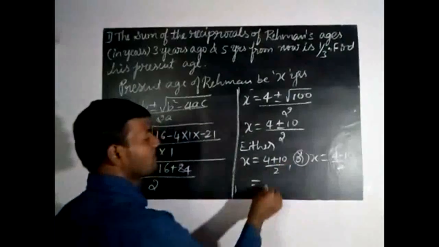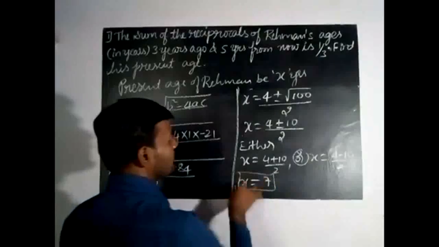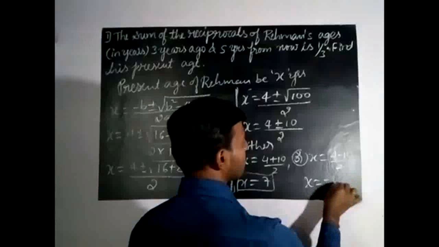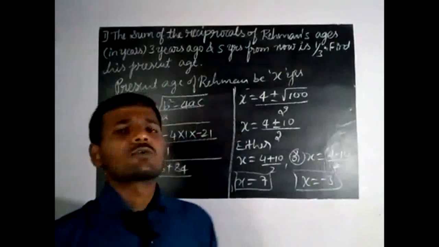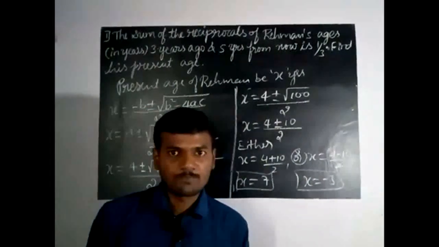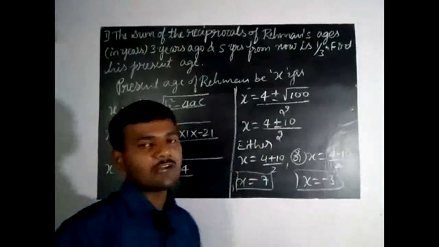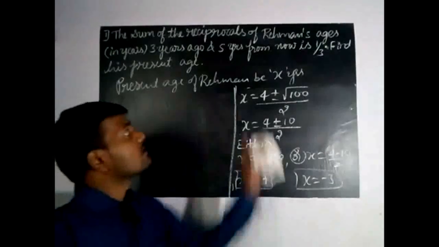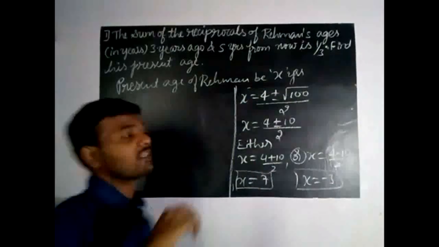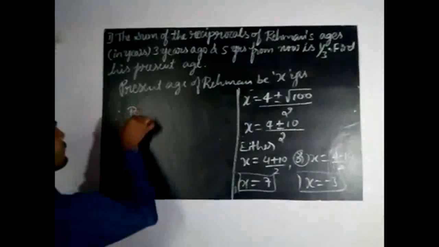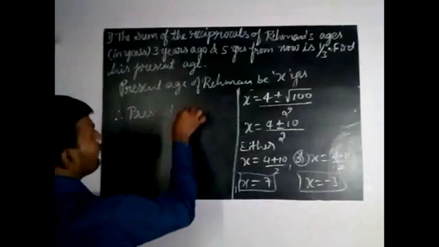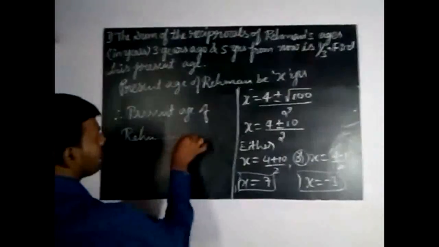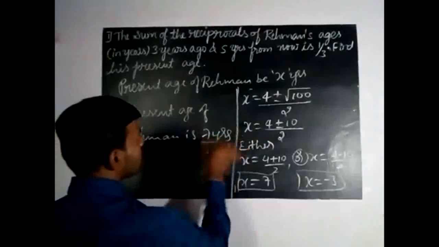We are getting here 7. x is equal to 7 because 14 is 2 sevens 14. Then here it becomes minus 3. Age cannot be expressed in the negative term, so we have to consider x is equal to 7. x is equal to 7 means the present age of Rahman. Therefore, the present age of Rahman is 7 years.